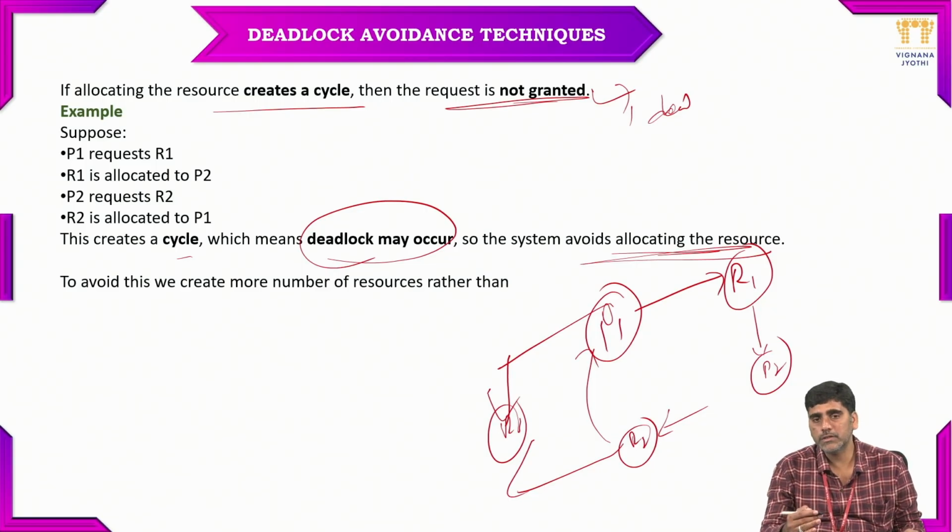If any process is requesting a resource, or any resource is allocated to a process, and it forms a cycle, then the request is not granted and deadlock may occur. If we create more resources, that will not create a cycle and deadlock may not occur. So this is one deadlock avoidance technique: creating multiple resources in the resource allocation graph.